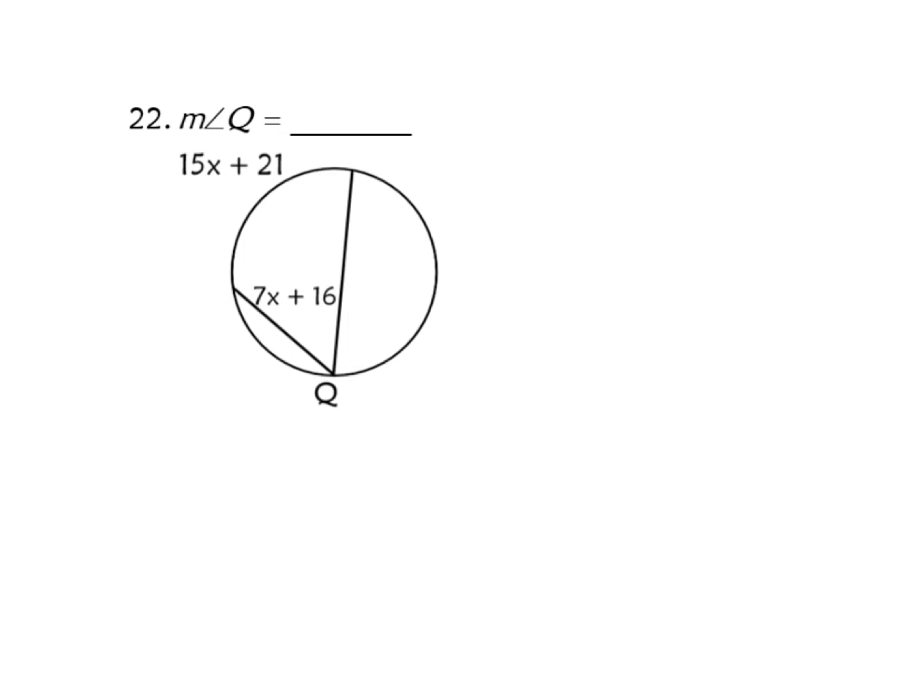Okay, so the next one we have an inscribed angle. Since we have an inscribed angle, I need two of my angles to get one arc, right? So I would need 2 times my angle, which is 7x plus 16, to equal my arc, which is 15x plus 21. Distribute my 2, I have 14x plus 32 equals 15x plus 21.